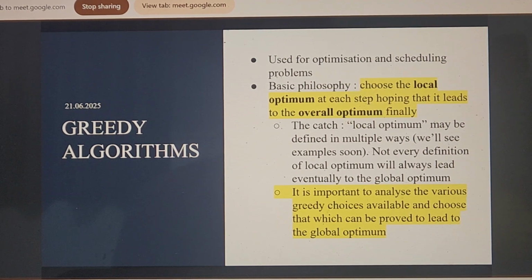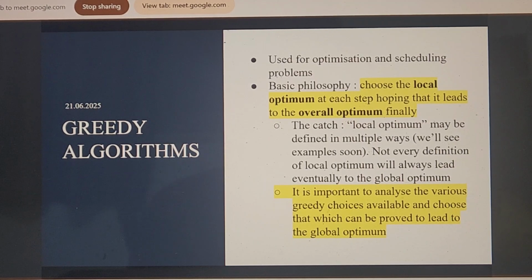Right, so today we are going to start looking at the next design paradigm, which is called the greedy design technique. Like dynamic programming, the greedy design technique is also used for optimization problems, but for a different type of optimization problem. Dynamic programming is used for what we call the multi-stage optimization problem, which means at every stage you're trying to optimize something.